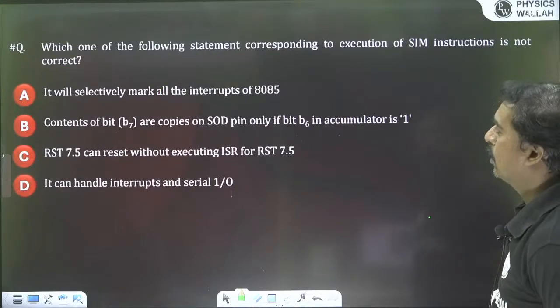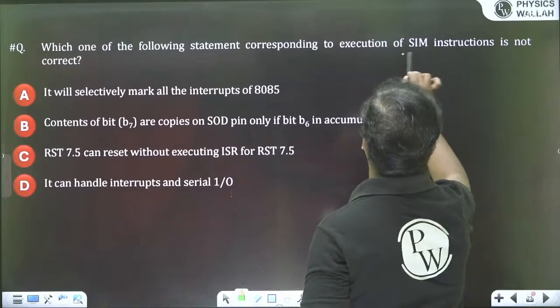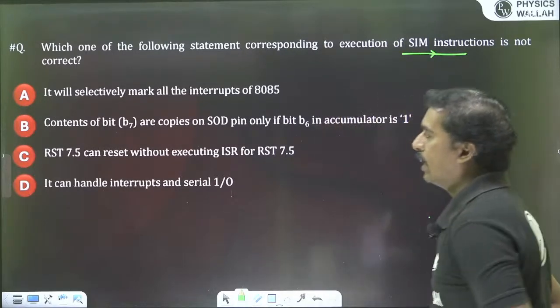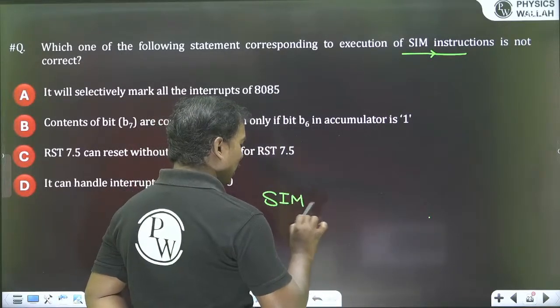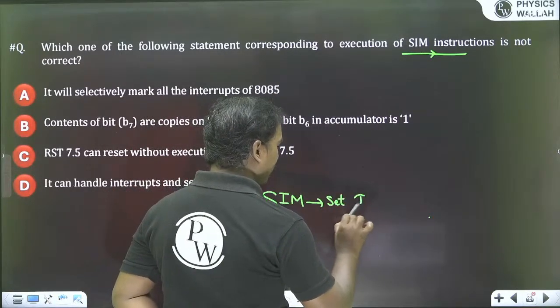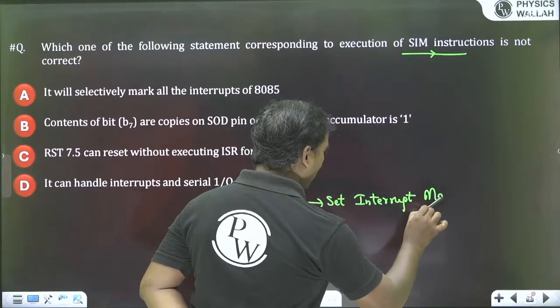Answer this. Which one of the following statements corresponds to execution of the SIM instruction? SIM means what? SIM is the set interrupt mask instruction. So answer this question here fast.